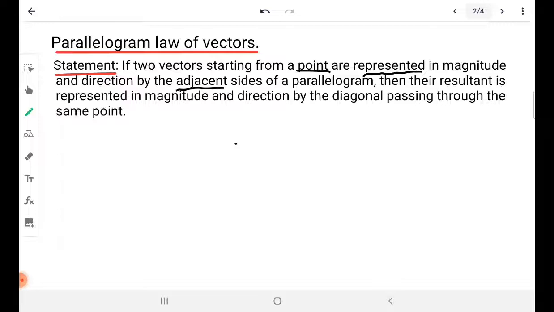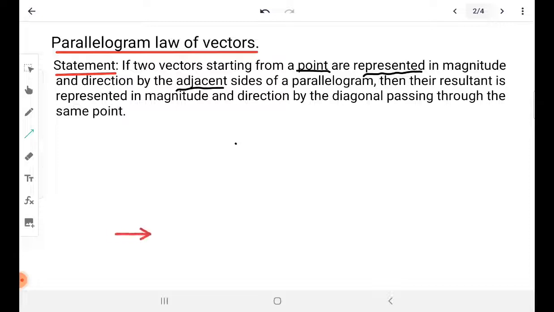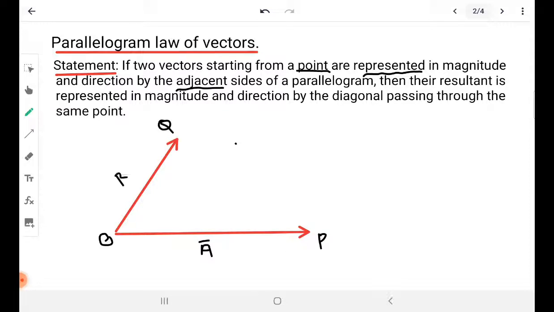That means, for example, if we take two vectors starting from a point, so this can be taken as first vector and this is second vector. So they're starting from the same point over here. Let the first vector be OP, which is equal to A bar. Second vector is OQ, which is equal to B bar. So they too represent the adjacent sides of a parallelogram.